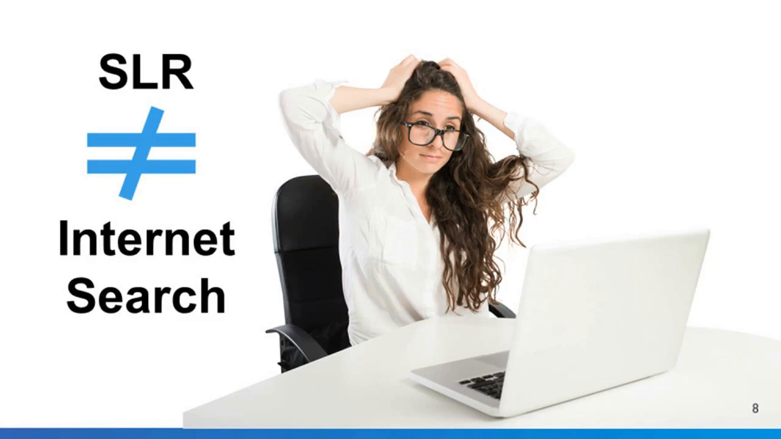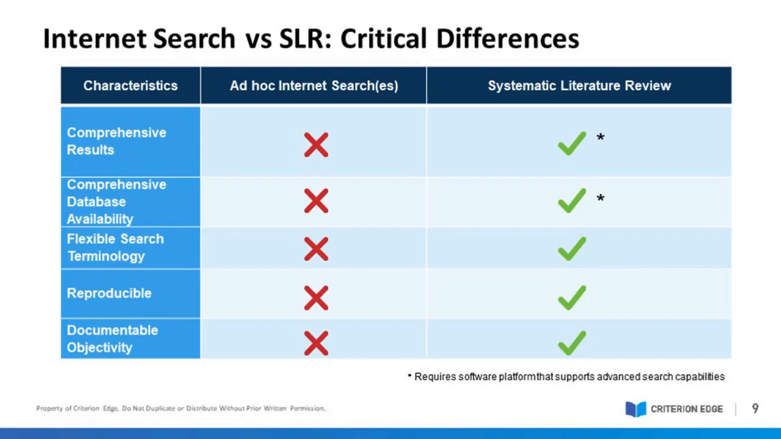Let's first establish, though, the key differences between an internet search and a systematic literature review, because they're certainly not equivalent to each other. Internet searches should be considered ad hoc because they don't follow a predetermined plan methodology as a systematic literature search does. This graphic presents the high-level differences between the two types of searches.